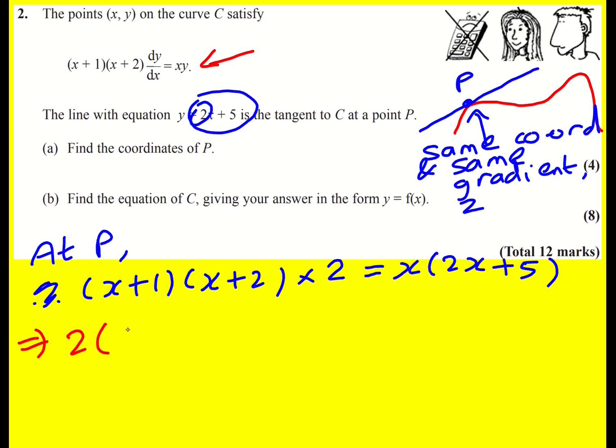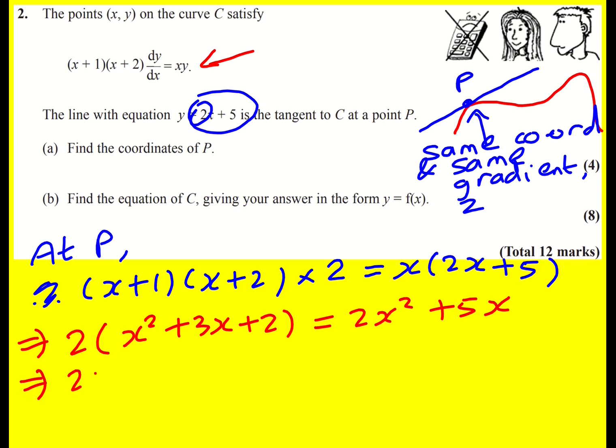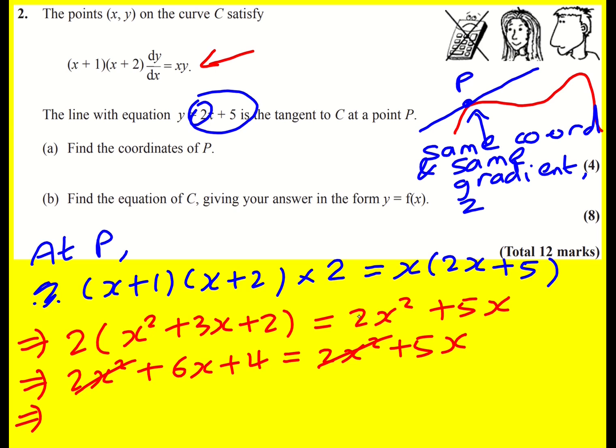Okay, I'm going to bring the 2 here. I'm not going to expand it quite yet. I'm going to expand the quadratic. So I get x squared plus 3x plus 2. Expand this one as well. Now expand this. These two cancel, which is fantastic. I can minus the 5x on both sides and minus the 4. So we're going to get x is minus 4.